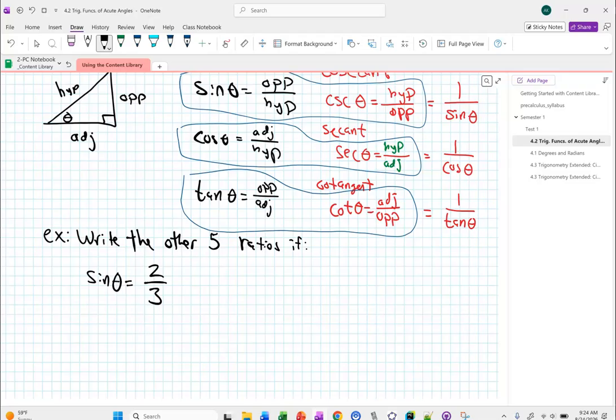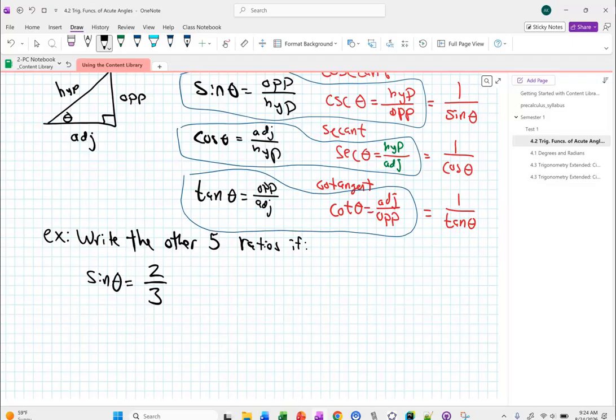So this direction says we're going to write the other 5 trig ratios, given that sine theta is 2/3. The tricky one that we talked about is... we're going to need to write cosine, tangent, cosecant, secant, and cotangent. Those are the other 5 that we're talking about.